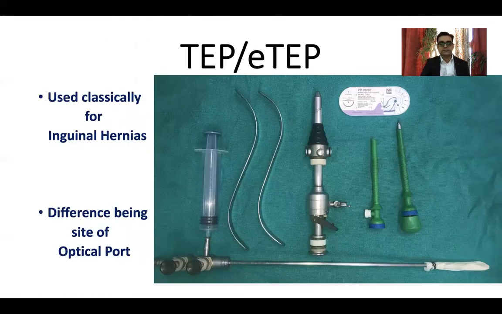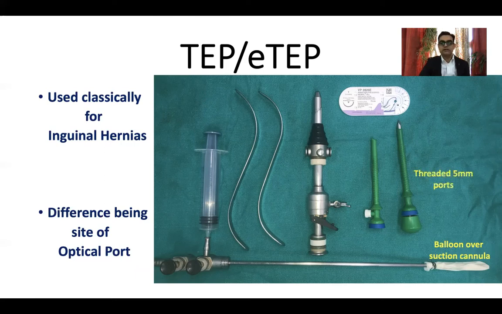So the classical TEP, we used it for inguinal hernias, and the basic difference between TEP and ETEP is that the site of the optical port is a little bit different in TEP as compared to the ETEP, which we'll discuss later on. The armamentarium which we require for a classical TEP approach is, first of all, a balloon over the suction cannula, which can be very comfortably made, although it comes as pre-designed from Medtronic also.